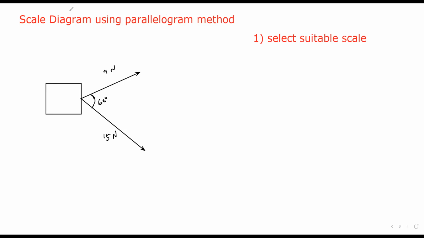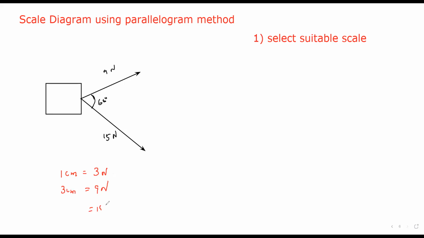So what we do is select a scale. It's up to you. Any suitable scale is acceptable, not too small, not too big. According to your paper size or notebook size, you select a scale. For example, I select 1 centimeter equals 3 Newton. Then how many centimeters will there be for 9 Newton? There will be 3 centimeters.